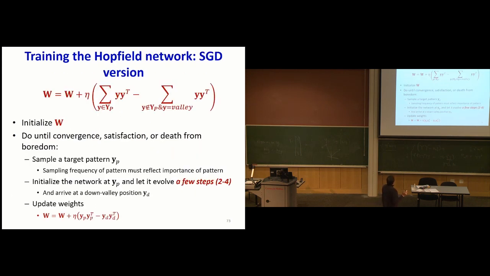So here is the modified algorithm. Do until convergence, satisfaction, or death from boredom, just this. You sample your target patterns. And from the sample target patterns, you compute this good outer product, the locations where you're trying to minimize the energy. Then from each of these locations, you let the network evolve for a small number of steps, two or four steps. Arrive at new patterns. Compute the average outer product or the sum outer product at these new patterns and pull the network up at those locations.